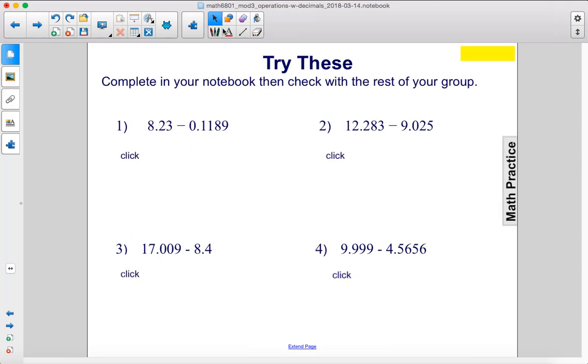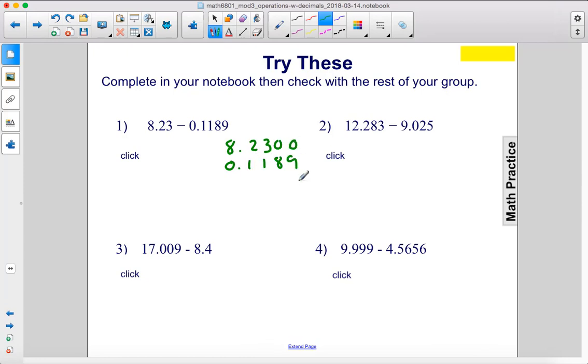Alright, for this one, we are going to do 8.23 minus 0.1189. We'll add these zeros here. Now we're going to subtract. So we need to borrow a number from here, but that one doesn't have one either, so we'll borrow one from over here. So that 3 becomes a 2, this becomes a 10, and we're going to borrow another number from there, so that becomes a 10.